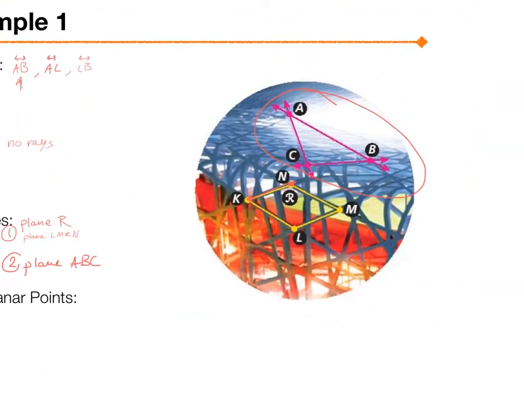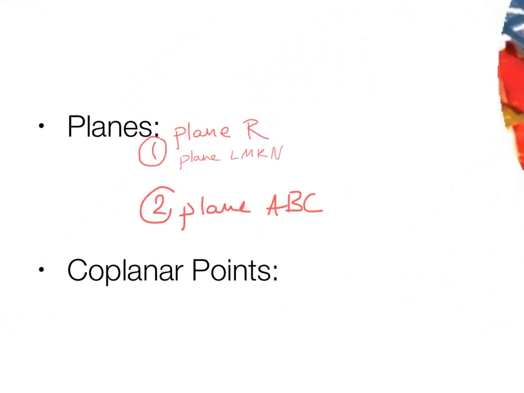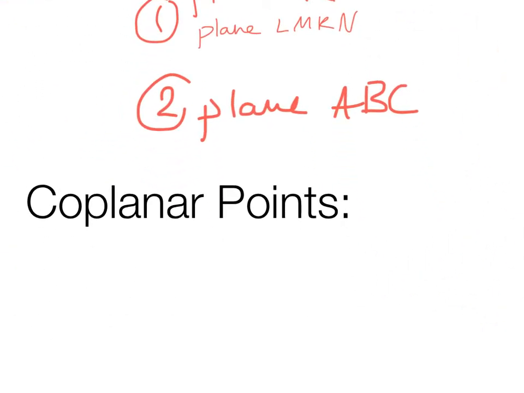How come they're coplanar? Because they're all on the same plane. So this here, can't really see the red through it, but this is one plane. And K, it's the corner of the plane, but it's still a plane. K, N, M, and L are all on the plane. So they are coplanar. So when we're talking about plane R, K, M, N, and L are coplanar.